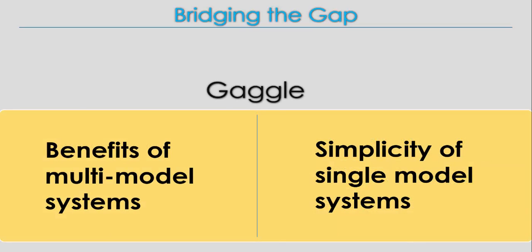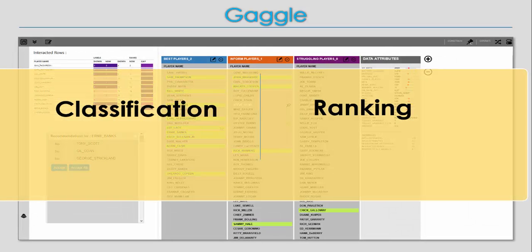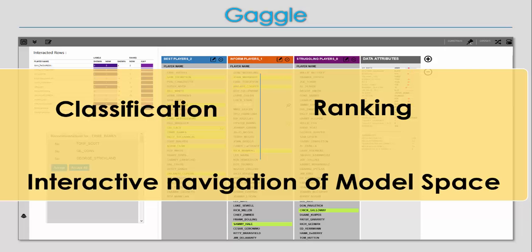In this paper, we present Gaggle, a visual analytic tool that provides the user experience of a single-model system, yet leverages multiple models to support data exploration. Gaggle constructs multiple classification and ranking models, and then, using a Bayesian optimization-based hyperparameter selection technique, automatically finds a classification and ranking model for users to inspect, thus simplifying the search for a user-preferred model. In other words, Gaggle facilitates interactive navigation of the model space.